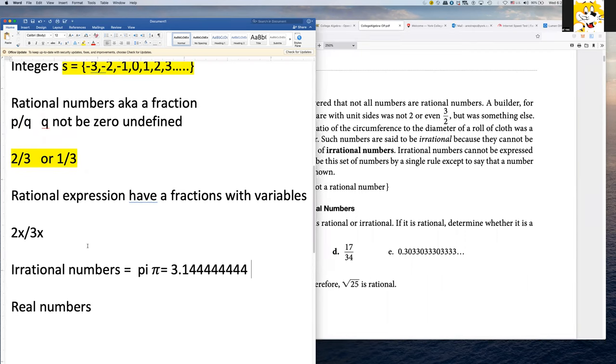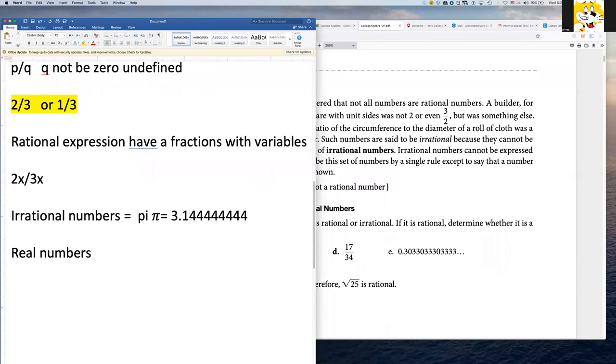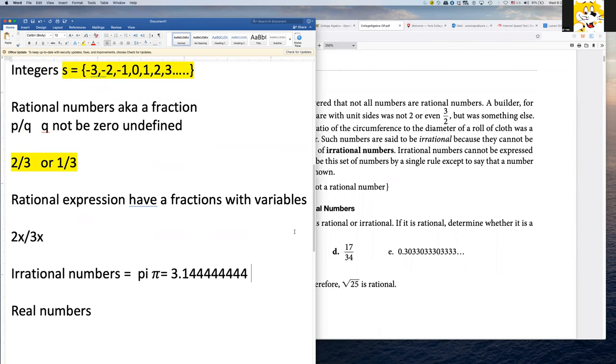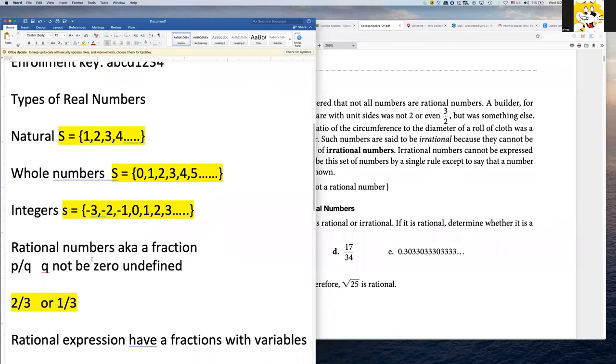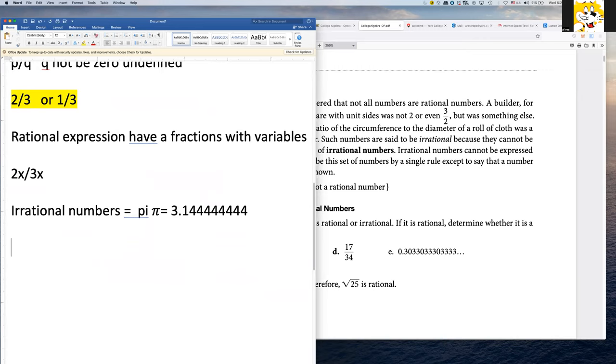So is an irrational number a real number? Yes. Good, you didn't fall for it. Real numbers include everything. Real numbers include rational numbers, integers, whole numbers, natural numbers. Don't fall into the mistake of saying, oh, no, this is not a real number. All of these are real numbers. But please know the differences between them, because you will be asked questions on that. All right, so that brings us to the number line.